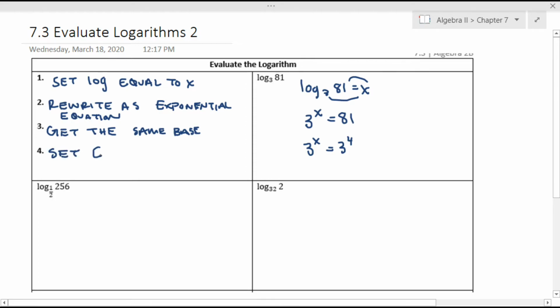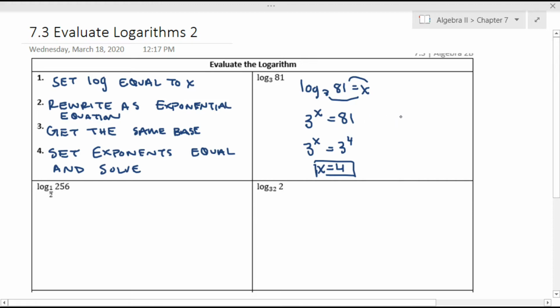Set exponents equal and solve. So x is equal to 4. And that's the answer. We could check it.